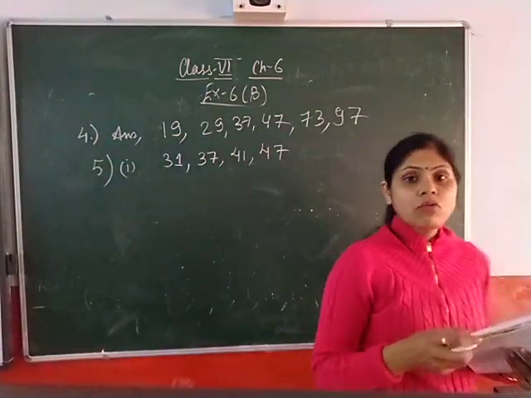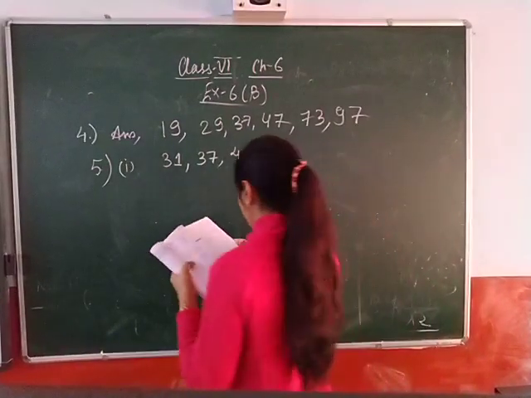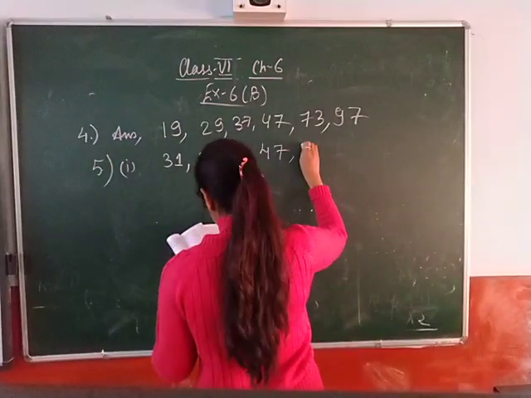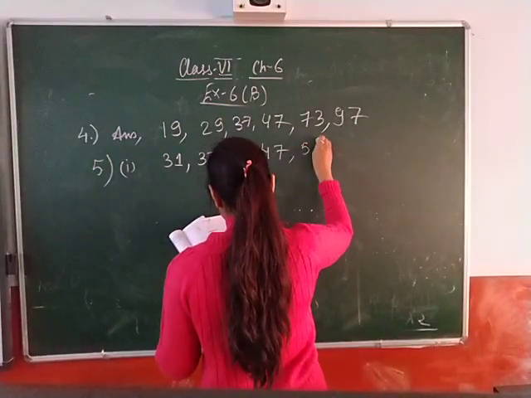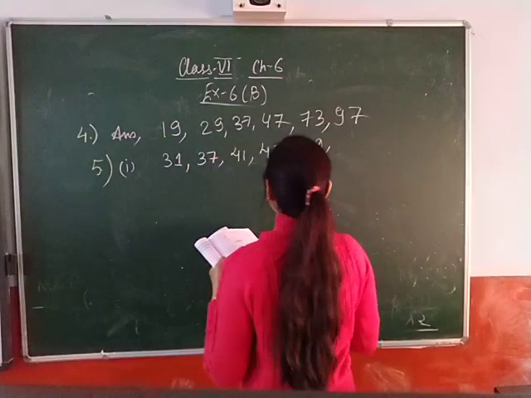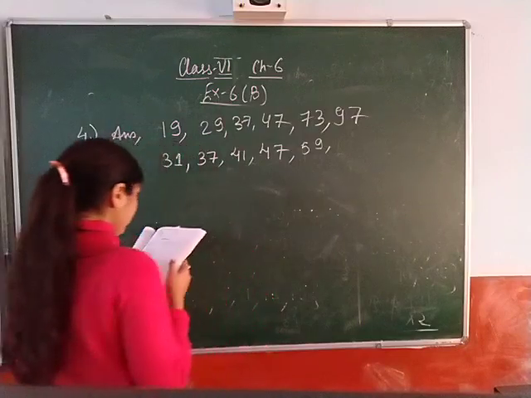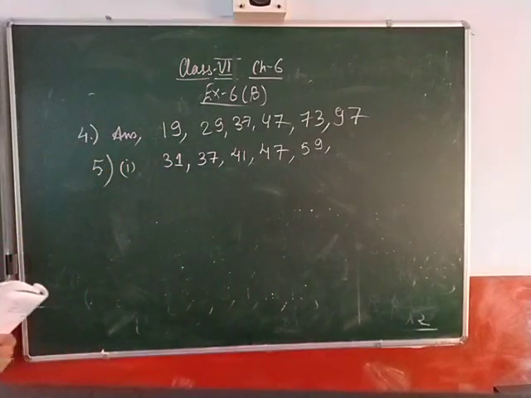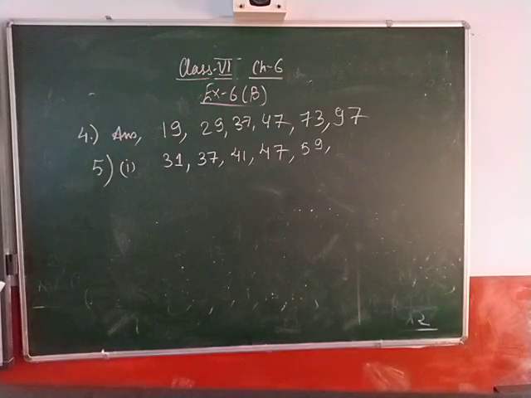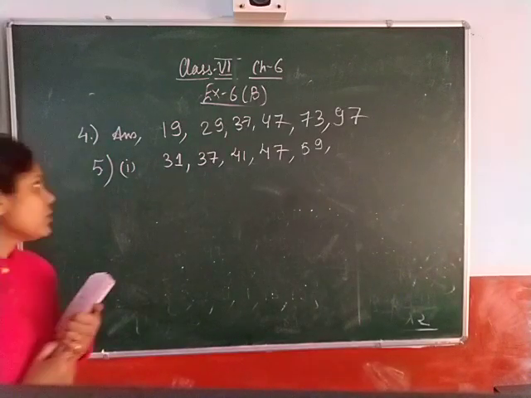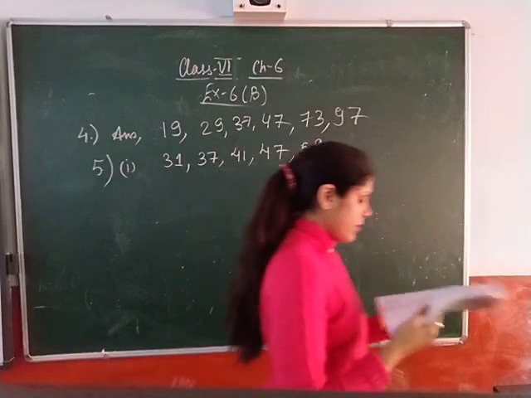Then directly 59 is a prime number. So 31, 37, 41, 43, 47 and 59. These are the numbers which are prime numbers. Clear? So like this you can solve. We will solve the second one as well by yourself.